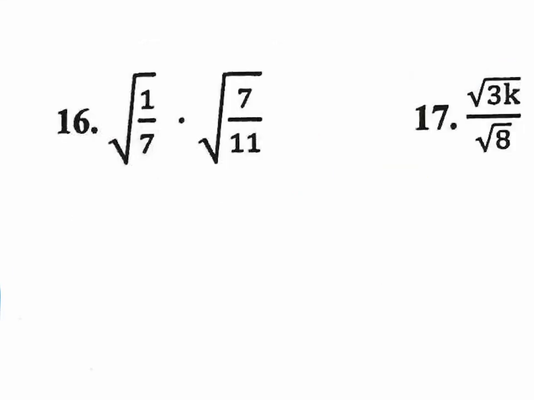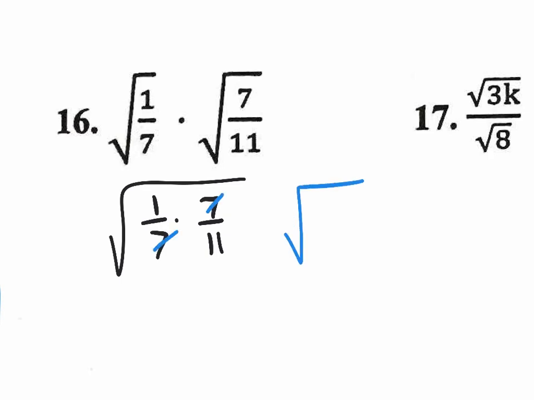Number 16, also, if you put them together, it'll be really easy. You'll be able to cancel out 7s. As you can see, the 7 on top will cancel with the 7 on the bottom. So we get the square root of 1 over 11. And we're going to split the root. The square root of 1 is just going to be 1, but the square root of 11, you can't break it down, but you can't leave it in the denominator.